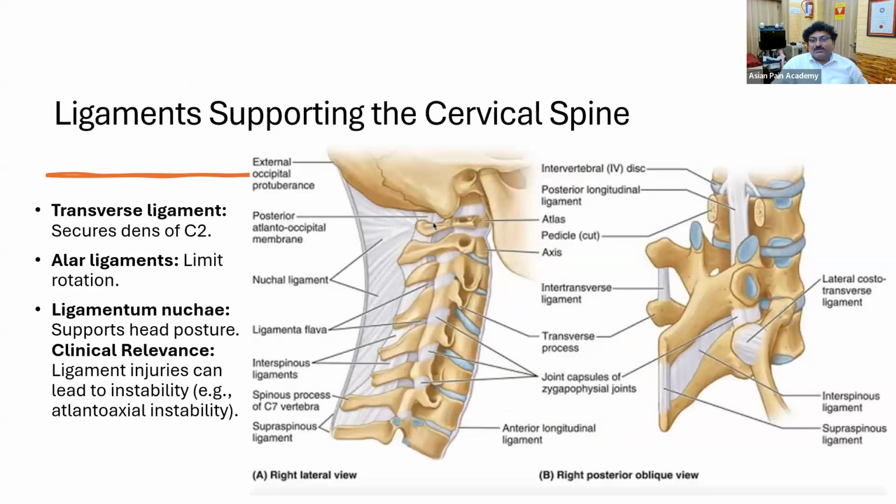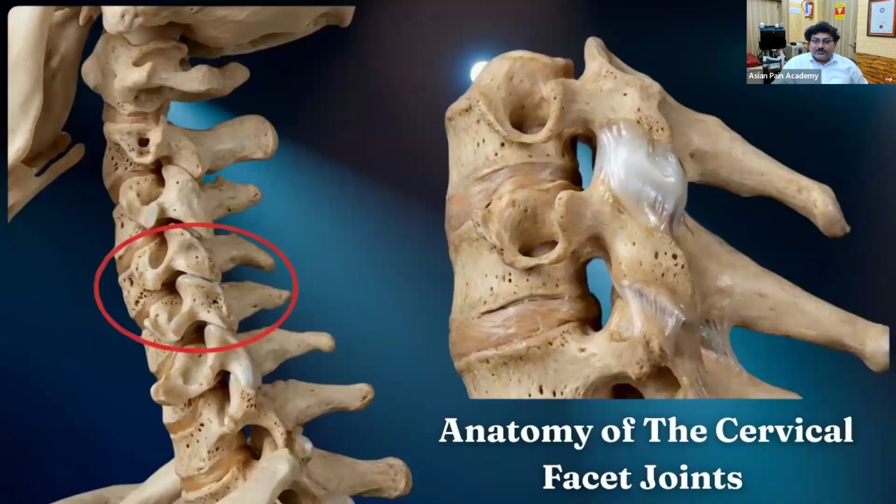Now coming to the supporting ligaments. There are multiple ligaments supporting the cervical spine, which include the transverse ligament that I have already told you about. There are alar ligaments which limit the rotation. There is the ligamentum nuchae that supports the head posture, and injuries to these ligaments can cause instability. Last week we discussed acceleration deceleration injury. In acceleration deceleration injury, sometimes there could be injury to the ligaments, and that can lead to instability and also to another condition, facet arthropathy. So all are possible. Let's move to the next slide.